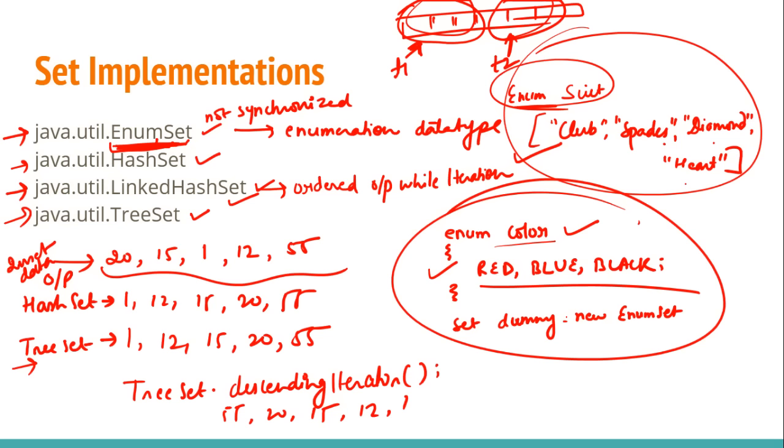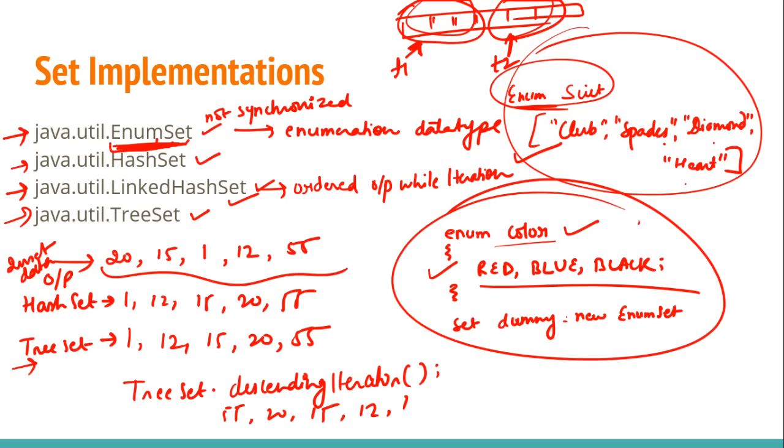And tree set simply just sorts your data. In hash set, insertion order is not preserved, and in linked hash set insertion order is preserved. That's right, Mahesh. Can you use comparator for customized sorting? Yes, you can use comparator for customized sorting for any of these sets or linked list or any collection class that you would want.